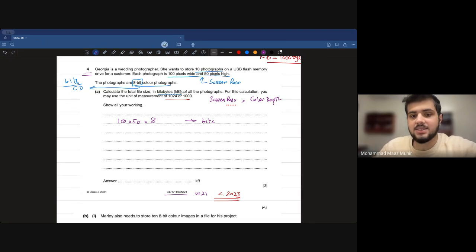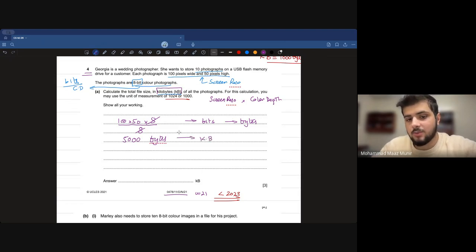So because I need the answer in kilobytes, I would be dividing this first by 8, and this would give me the answer in what? This would give me the answer in bytes. So let's calculate this. 8 will be cancelled with 8, and I get the answer as 5,000, right? So 5,000 bytes. But now the question says that you need to give us the answer in kilobytes. So now if I want to go from bytes to kilobytes, what am I going to be doing?